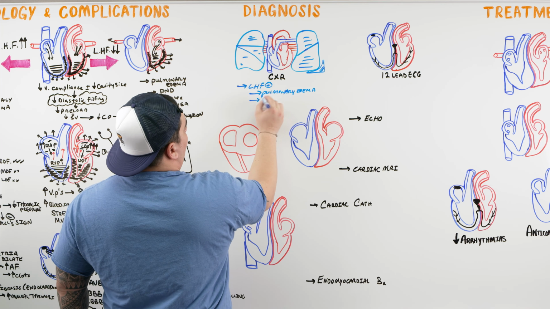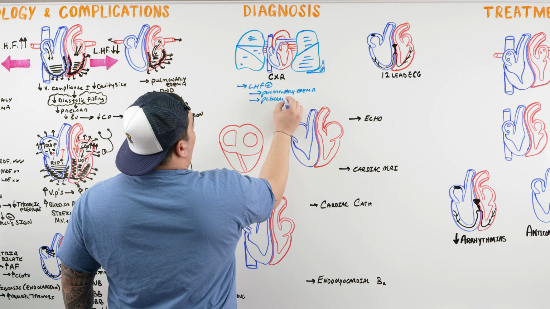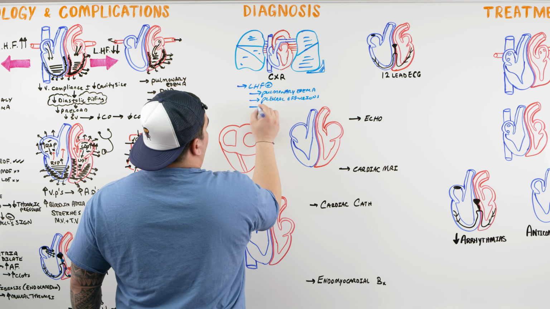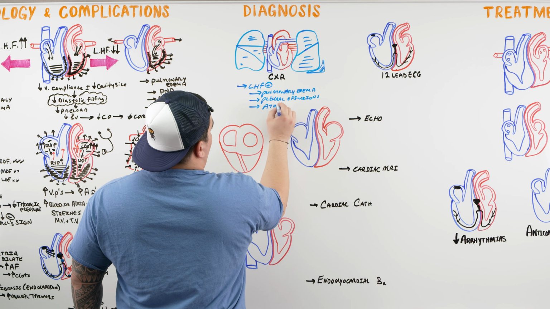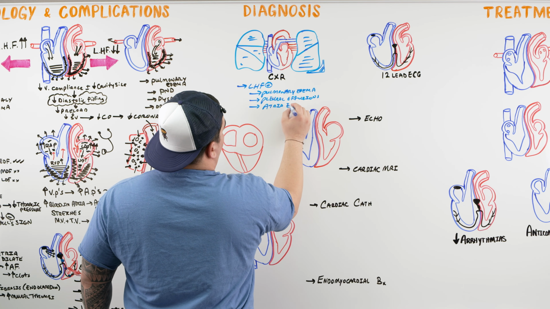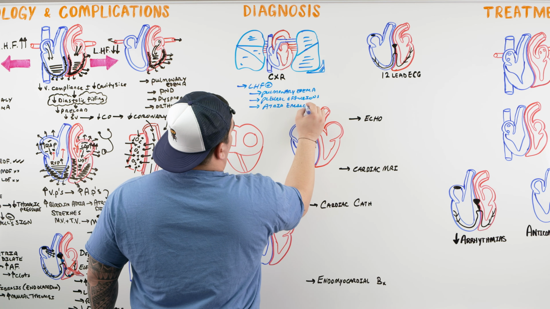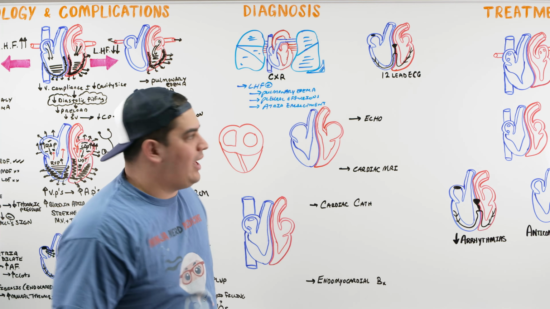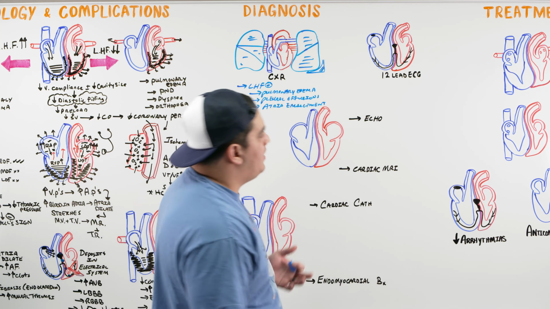So it could be pulmonary edema, could be pleural effusions. Now, if you look at the heart on this one and you get a good enough look at it, you may be able to see that there is some atrial enlargement. So there may be some obvious atrial enlargement present. But again, still tough to differentiate that. So that's what I would say for the chest X-ray.